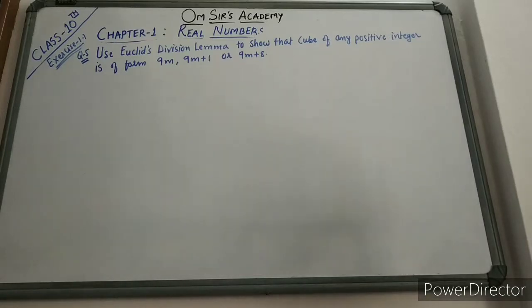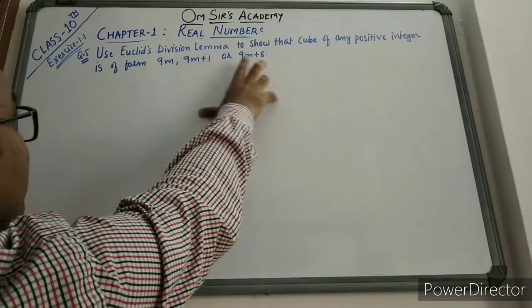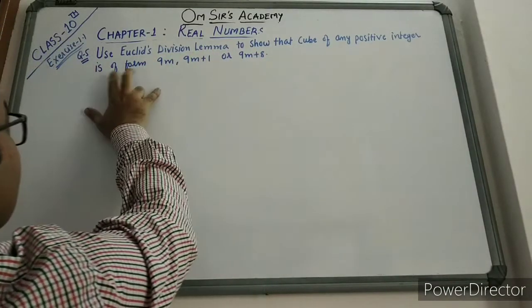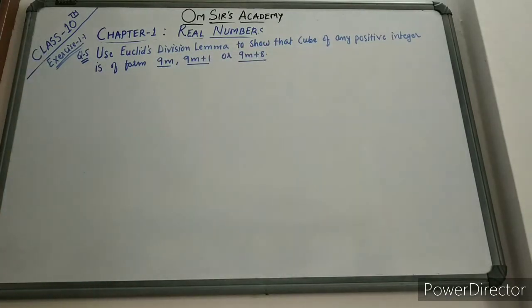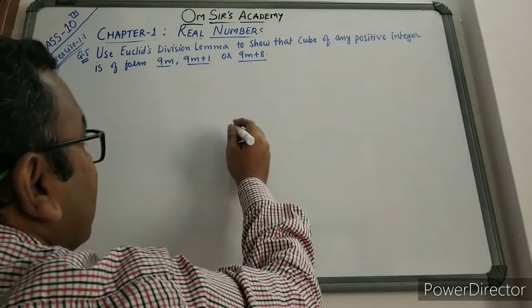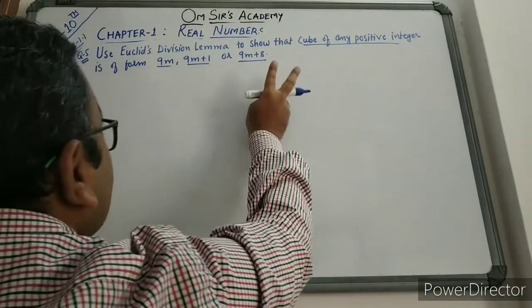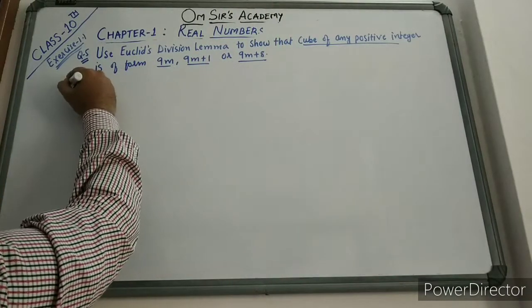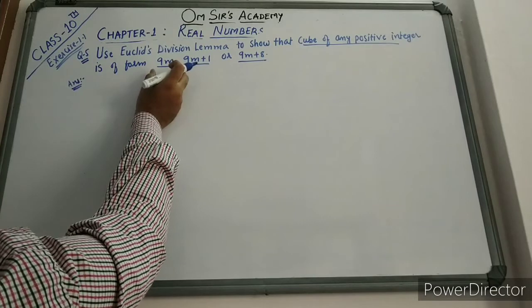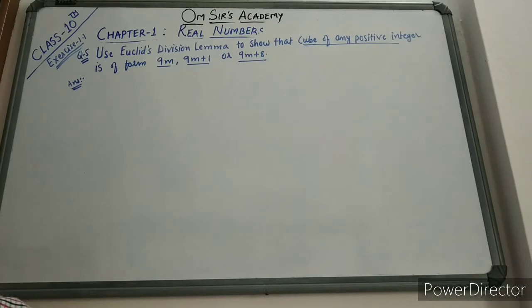So friends, let us start with question number 5 now. It is similar, just there is a simple change. You have to use Euclid's division lemma to show that the cube of any positive integer is in the form of 9m, 9m plus 1 or 9m plus 8. In the previous sum we had to prove that the square of any positive integer was in the form of 3m or 3m plus 1. Here we have to make a cube instead of a square, and we have to prove that whatever answer comes is in the form of 9m, 9m plus 1 or 9m plus 8. So we'll start with the same things.